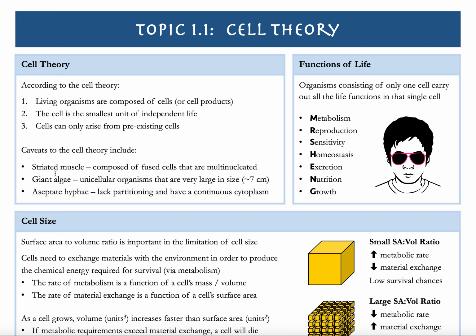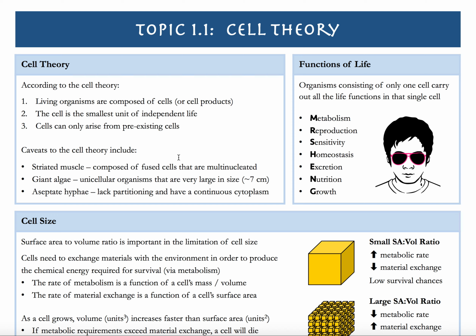At the same time, giant algae can grow up to 7 cm, which is pretty big for one cell. And also we have aseptate hyphae. Hyphae is a structure of fungus, or fungi. They are supposed to have no walls in between, so instead of many small cells connected together, it's one large continuous cell. They have no partition and it's continuous.